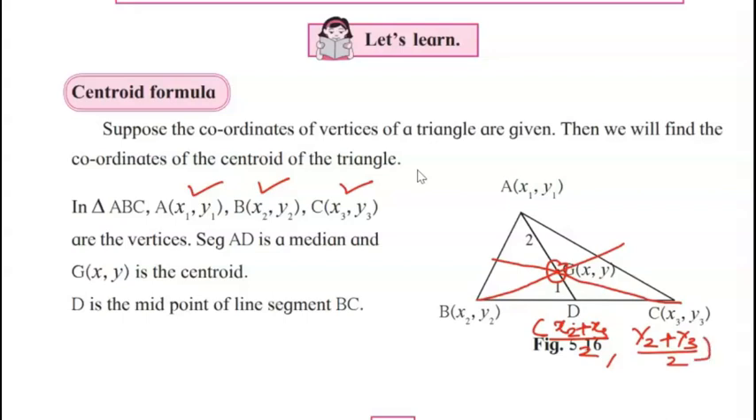Okay, and this point G divides this AD in the ratio 2:1 and we can apply here the section formula. Okay, we know the coordinate of the point A and D.